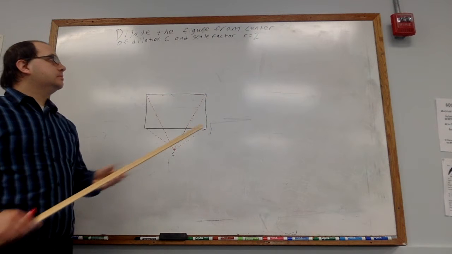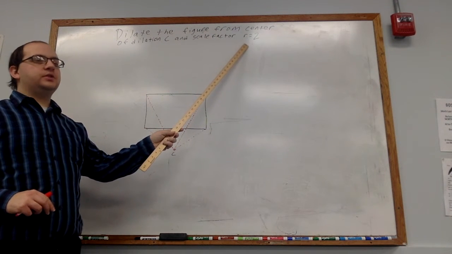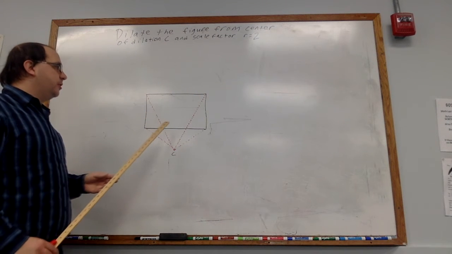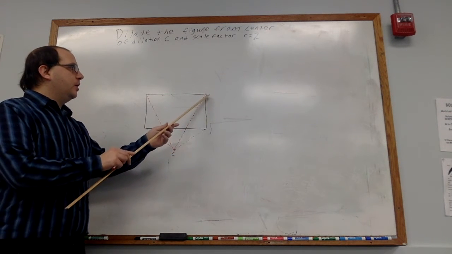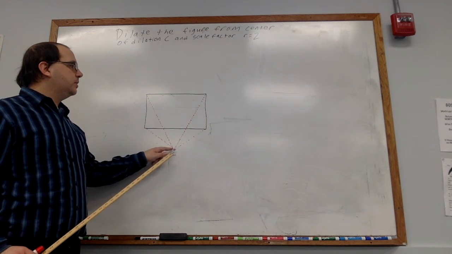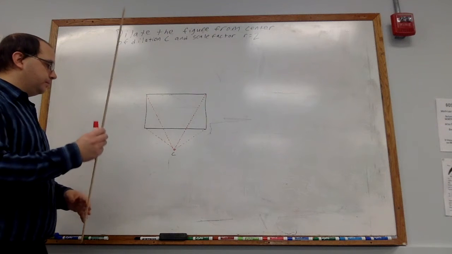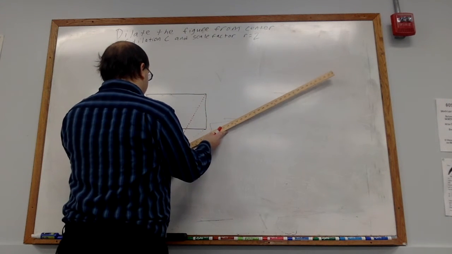Now, it's a scale factor of 2. So we have to figure out twice the length of each of these dotted lines. So we want to extend them out twice as far as they do here. So measure each vertex.